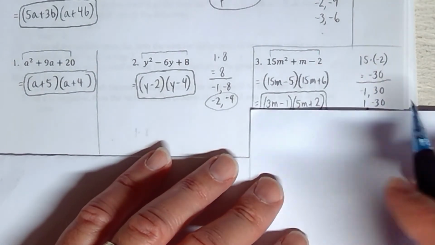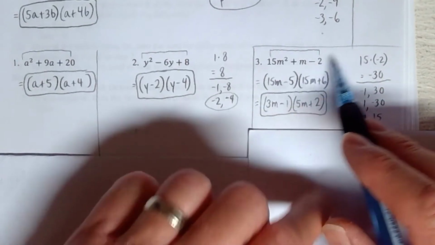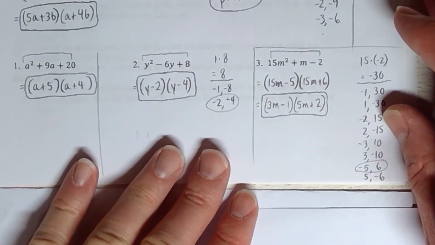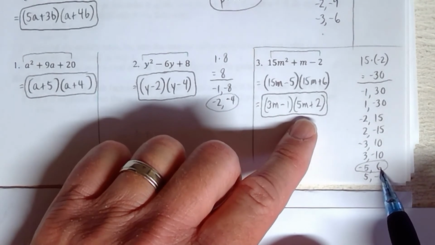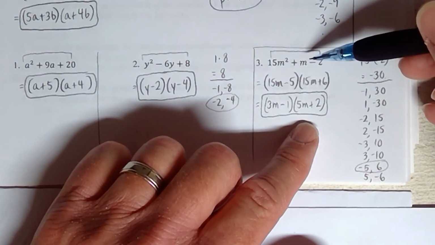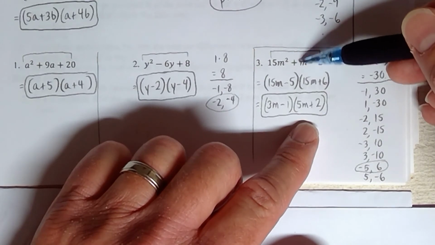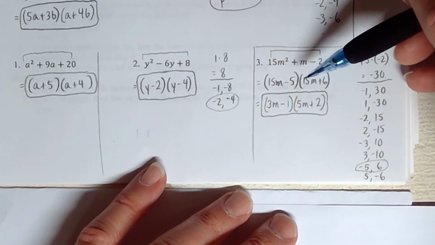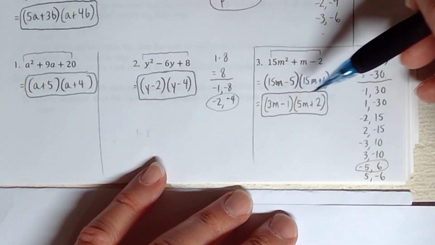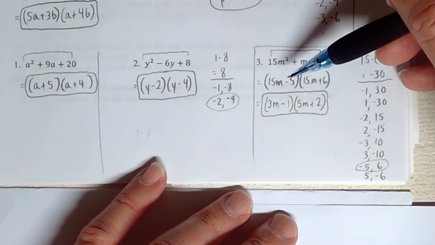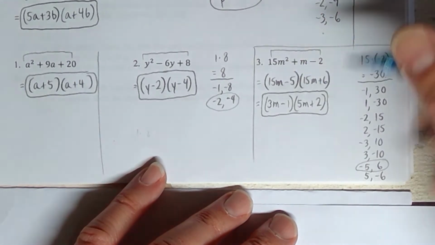So here we have -30. It's a little bit of a longer one here, but we eventually find -5 and 6 equal -30, but they also add up to +1 in the middle here. So we put the 15m and the 15m in there, put the -5 and the +6 in there as well in their appropriate spots, and then we factor out the GCF out of each one of these.